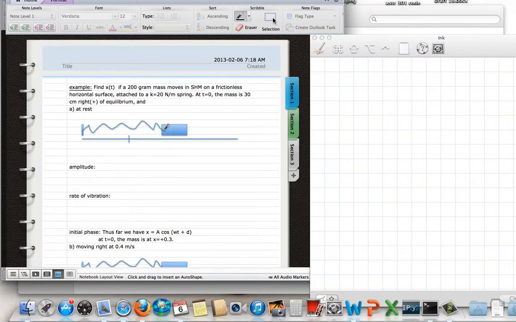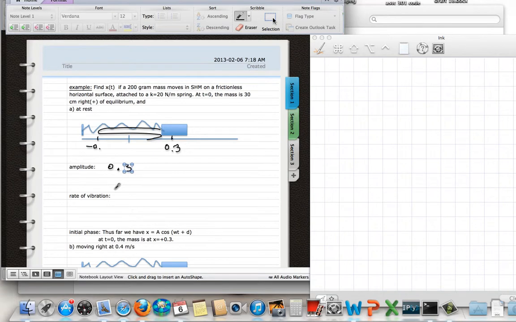So we let it go. Well, if you let it go, it's obviously going to be pulled back towards equilibrium by the restoring force. Then it'll slow down and stop, and then it'll come back to this side, and so on and so on. If there's no friction or no dissipation, it'll go from plus 0.3 on this side to minus 0.3 on this side. So the amplitude we can get by inspection is just 0.3.